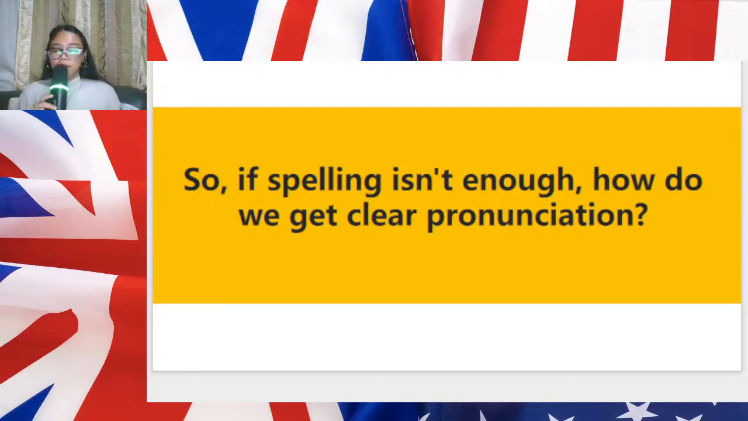All right. This is where the International Phonetic Alphabet comes in. If the spelling is really not enough, how do we get clear pronunciation? Then that is on Shuvi.